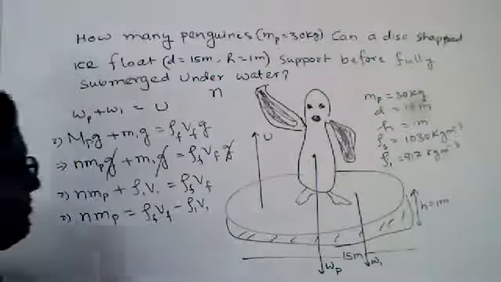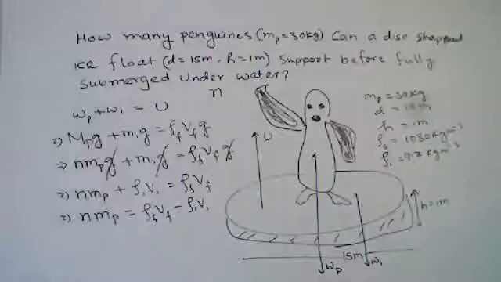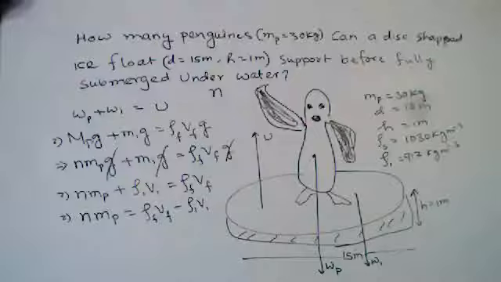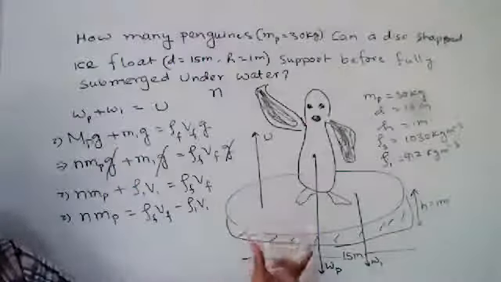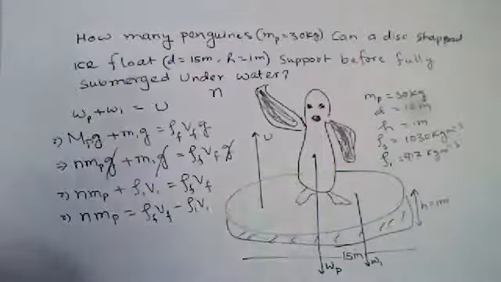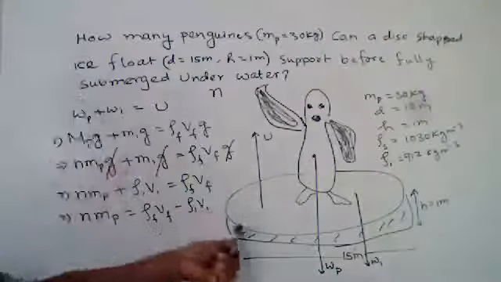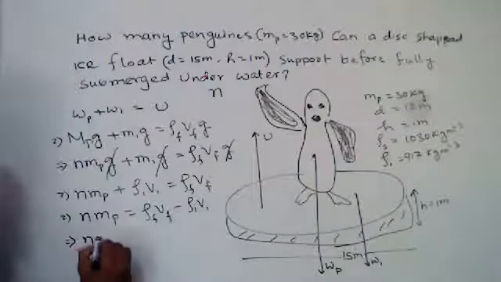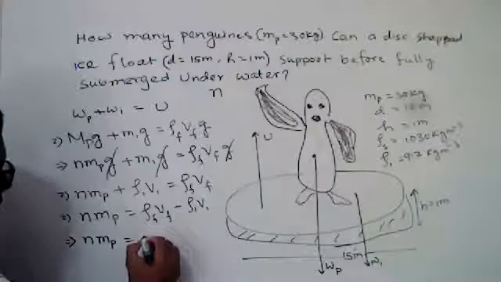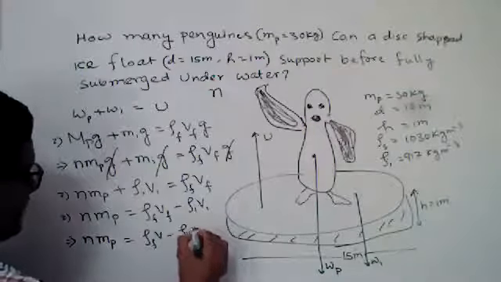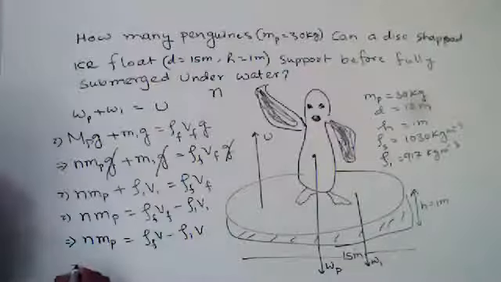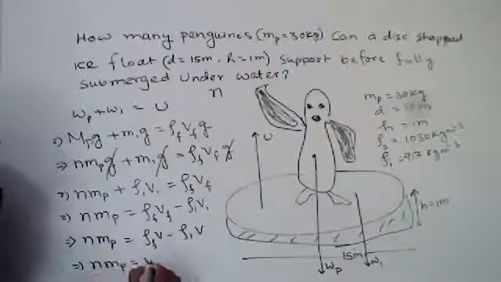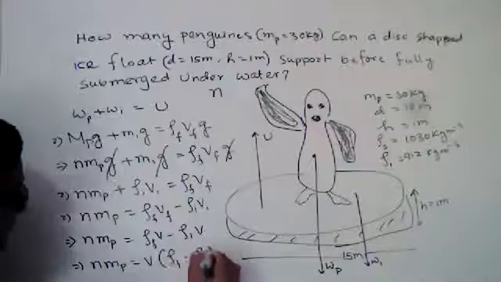But we do not know the value of the volume. What will be the volume? The volume of the ice sheet, because the volume of the ice sheet and the volume of the displaced water will be equal, because the ice sheet is fully submerged underwater. So we can write n MP equals rho F V minus rho I V, and n MP equals V into rho F minus rho I.